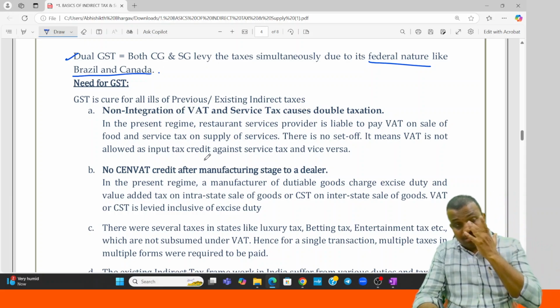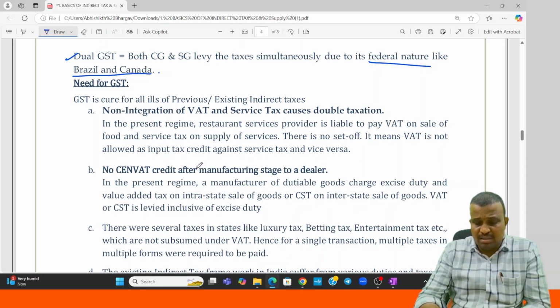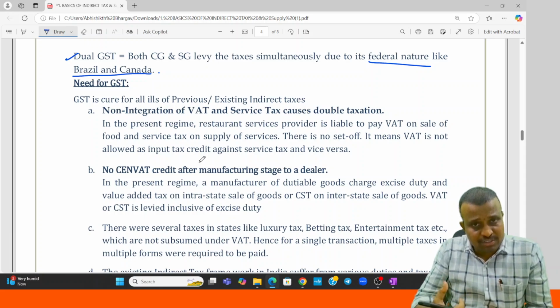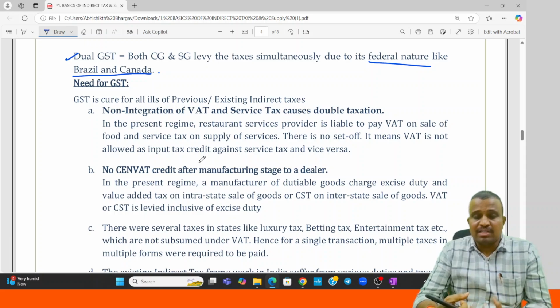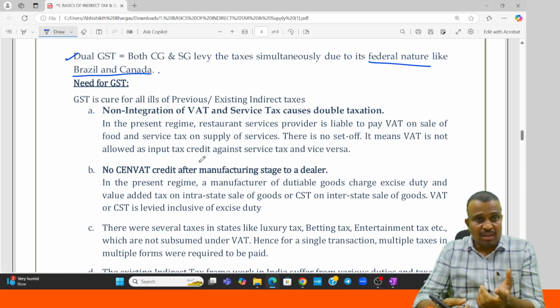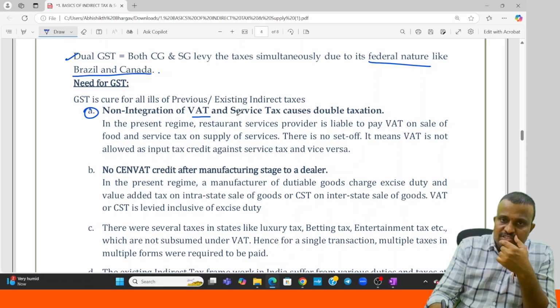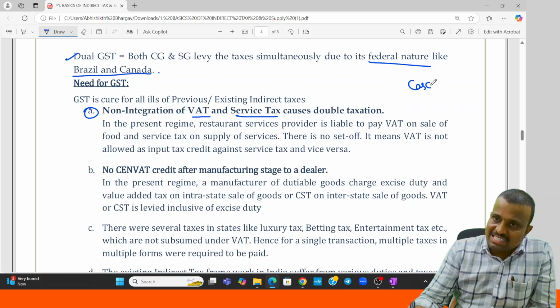Okay. Then coming to the next one: first of all, why was the GST required? Because there were a number of drawbacks and limitations in the previous indirect tax systems, and to cure those disadvantages the central government introduced GST. And what are the drawbacks of the previous indirect tax system? The first one is non-integration of VAT and service tax, which causes double taxation. And actually, there is a term called the cascading effect.